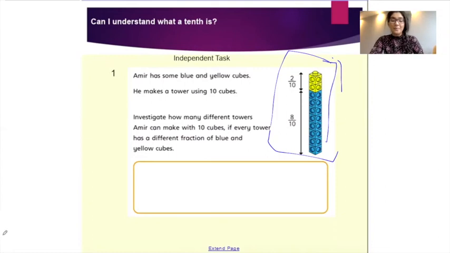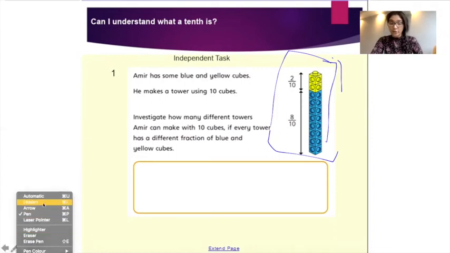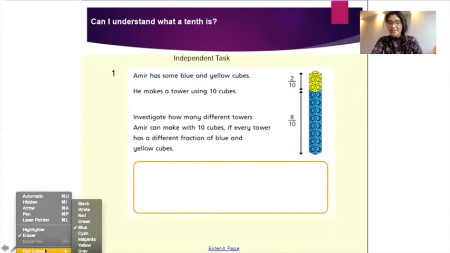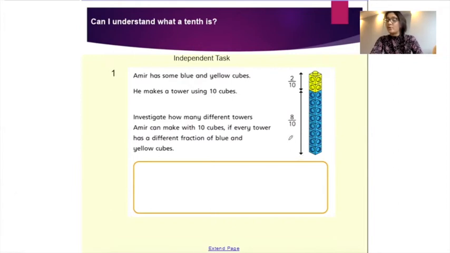So, in this tower here, I've drawn that cube terribly. Amir has made a tower using blue and yellow cubes, hasn't he? You can see that very clearly. In this tower, he's used 2 yellow cubes at the top, and he's used 8 blue cubes at the bottom. So what this question is asking you to do is to figure out how many different towers Amir can make with these 10 cubes, and you can have a different fraction of blue and yellow cubes.